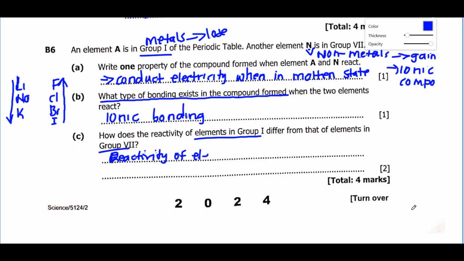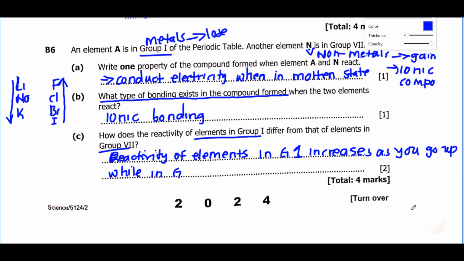So say reactivity of elements in group 1. I'm just going to write G1 increases as you go down the group. In group 7, increases as you go up.